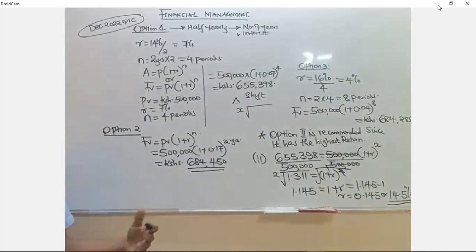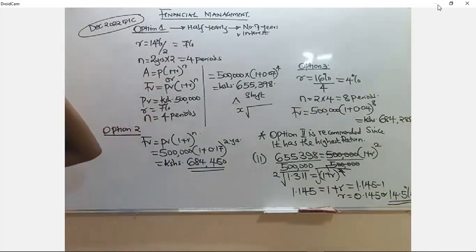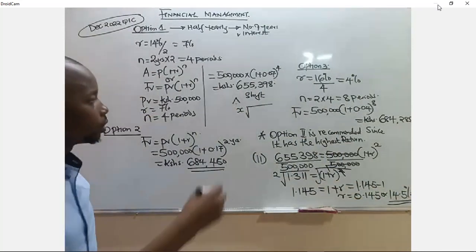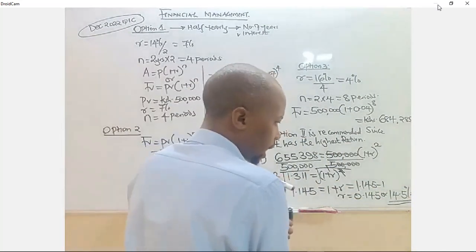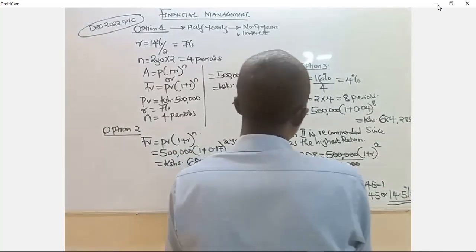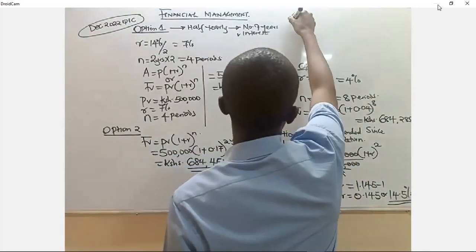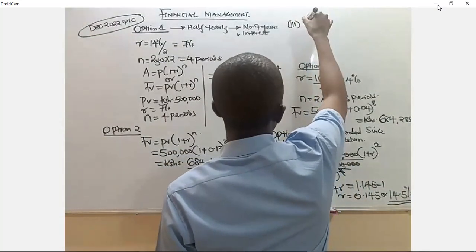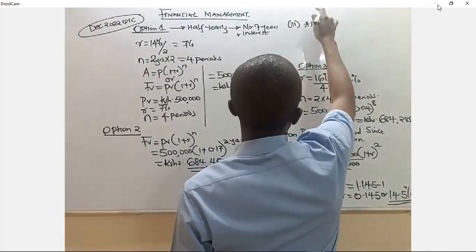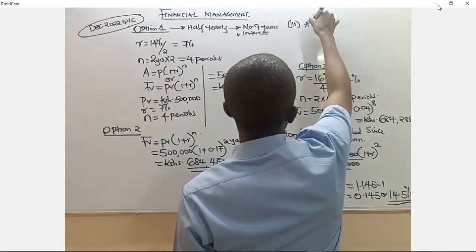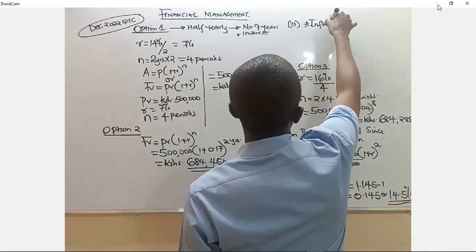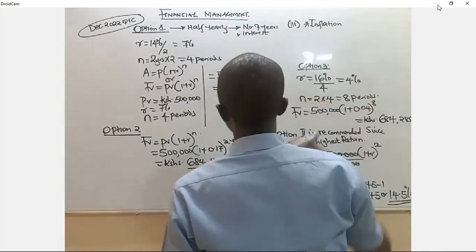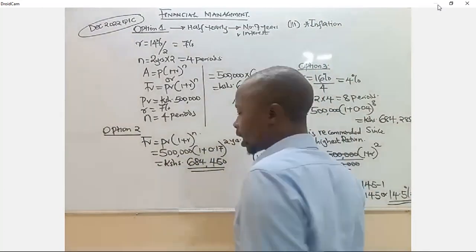Then the third question. We are asked what can affect these investments. Two or three things. A student can get many points, but because in part three the examiner is asking that, think about the inflation. Inflation, how does it affect the interest rates? Think about it.